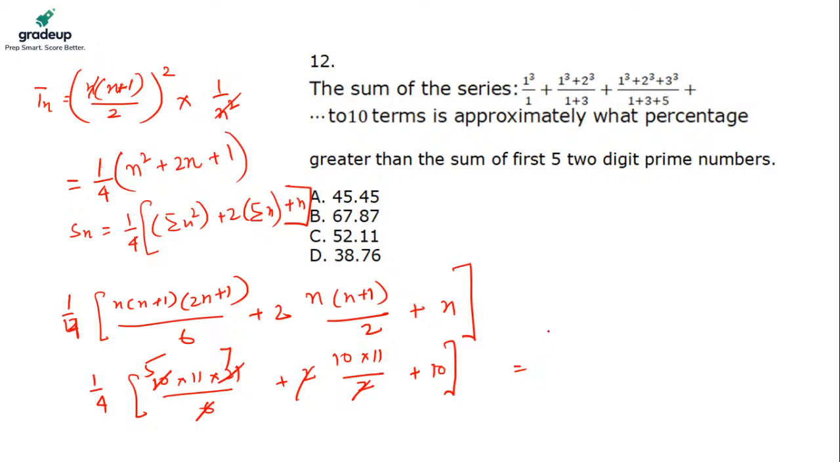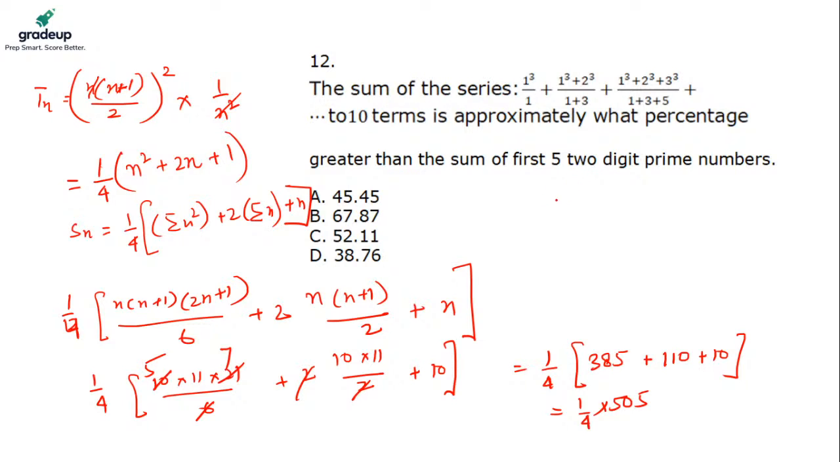So I will get how much? I will get 1/4 times 385 plus 110 plus 10, which is 1/4 of 505, which is my sum up to 10 terms. Now I have to compare it with which number? I have to compare it with the sum of first 5 two-digit prime numbers.